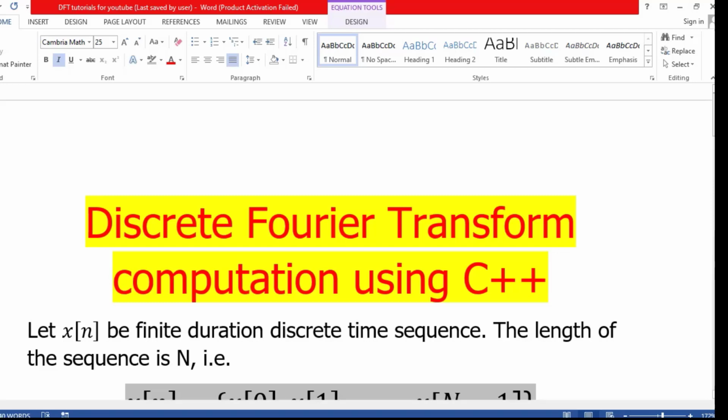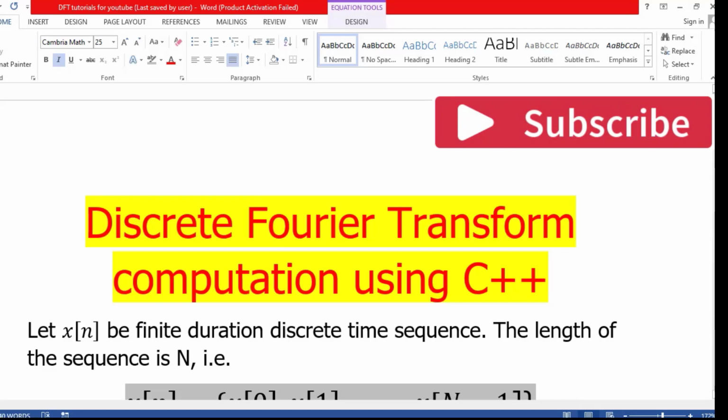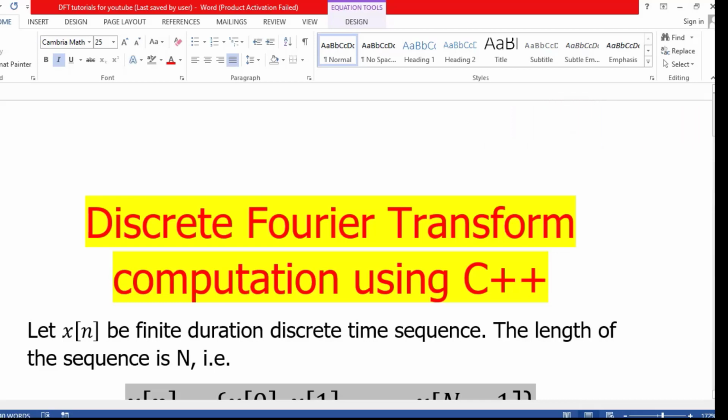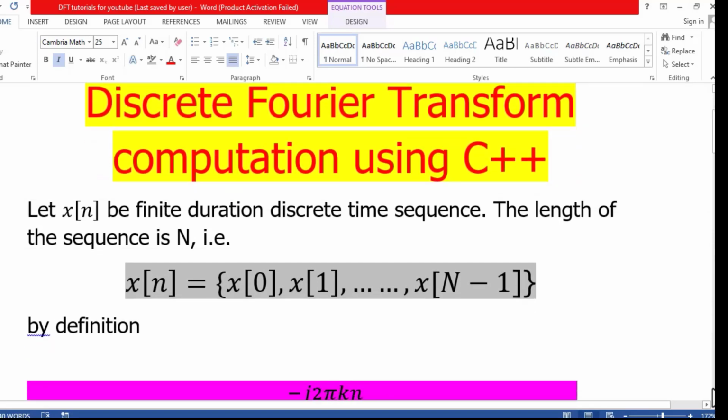In this step-by-step YouTube video tutorial, we are going to study about discrete Fourier transform computation using C++ programming language. As you all know, DFT is used in frequency domain analysis of discrete time sequence. Let x of n be a finite duration sequence with the length of the sequence being N. That is, we define x of n in C++ as an array with N elements. That is, x of n is equal to x of 0, x of 1, ... x of N minus 1.